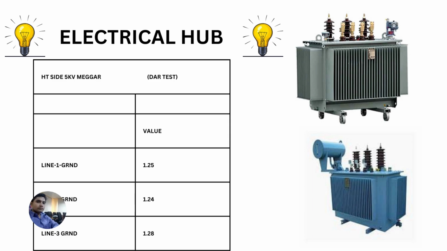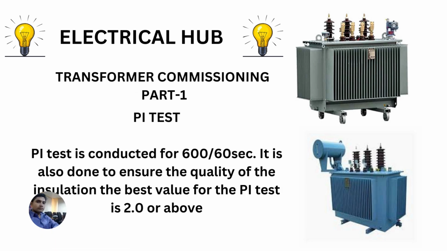So it is not necessary that the value should come 1.25. It can be a little lesser, but it should be greater than 1. And the PI test is conducted for 600 by 60 seconds. It is also done to ensure the quality of the insulation. The best value for the PI is 2 and above, but anything above 1.5 is acceptable.